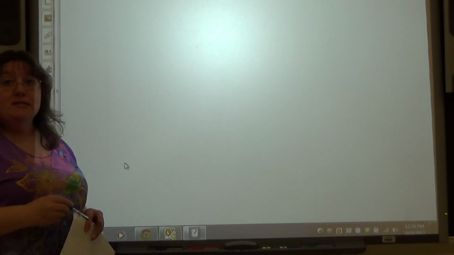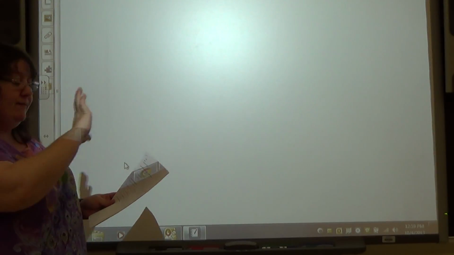All right, as promised, test corrections. So the first page, there's two sides, left and right, okay? Starting on the left.